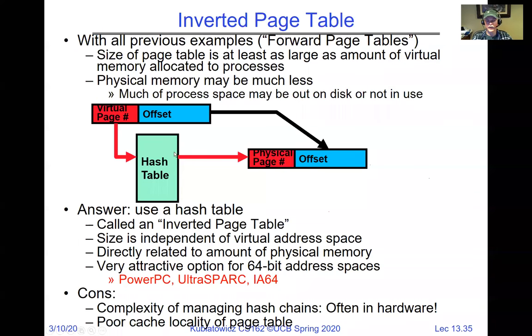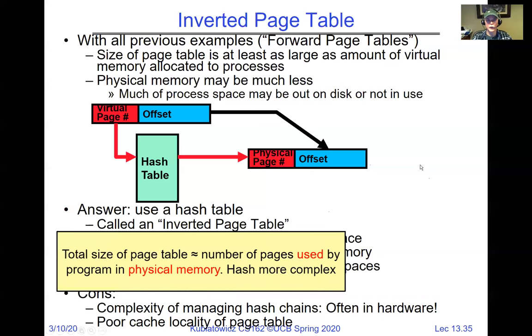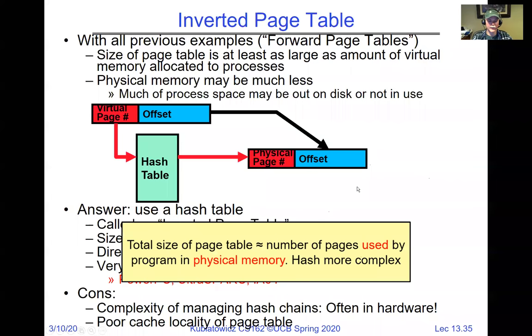The cons are this is a very complicated thing to do directly in hardware because you build a hash table, you have to do tracing down the hash links and so on, all entirely in hardware. Okay, so the total size of the page table here is more like the number of pages used in physical memory rather than in virtual space.